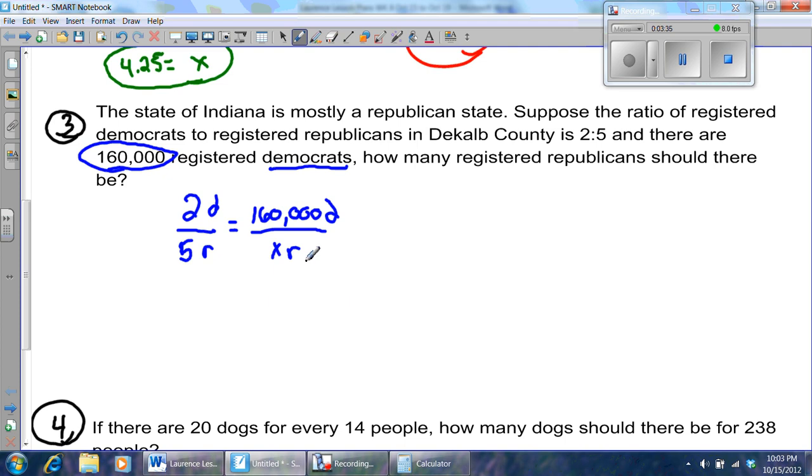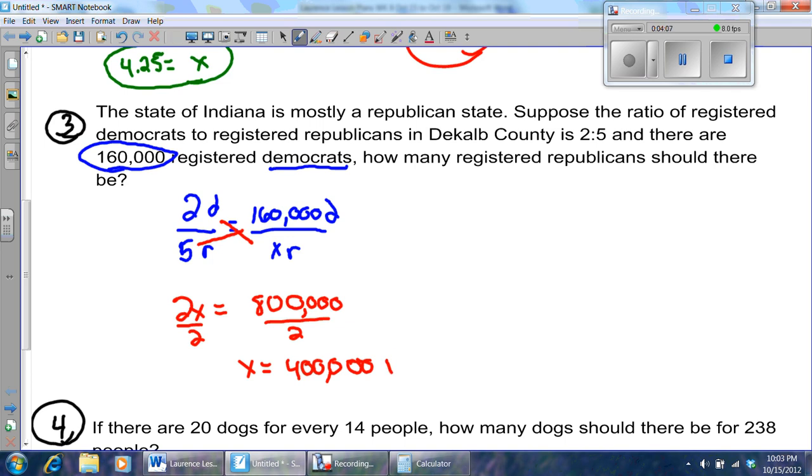I've got a proportion here I'm going to solve, and I'm going to get 2x. Well, let's see, 5 times 16 is 80. And there's 1, 2, 3, 4 more zeros. 800,000. Dividing each side by 2, x is going to equal 400,000 Republicans.